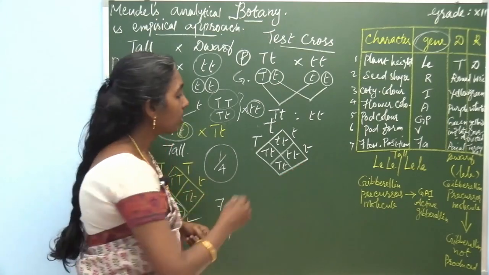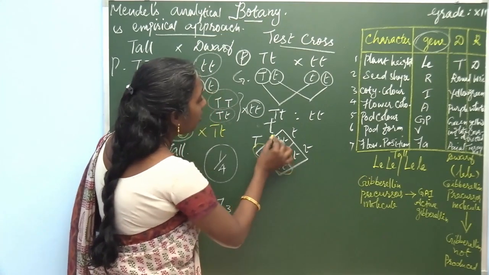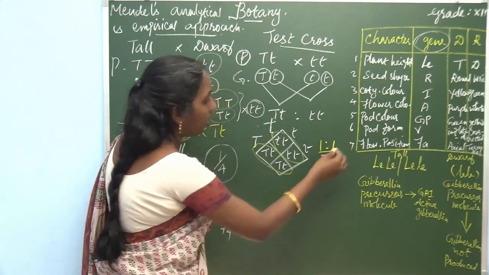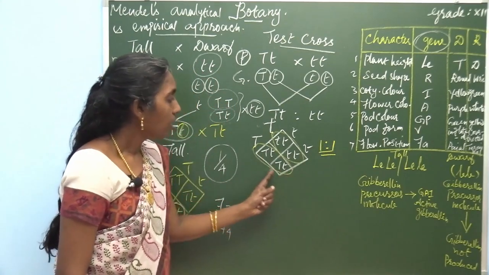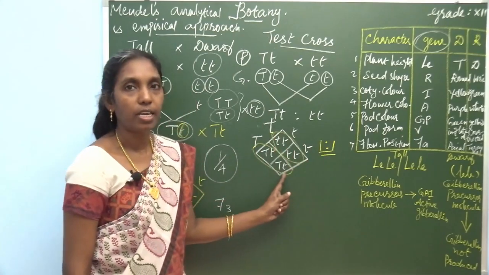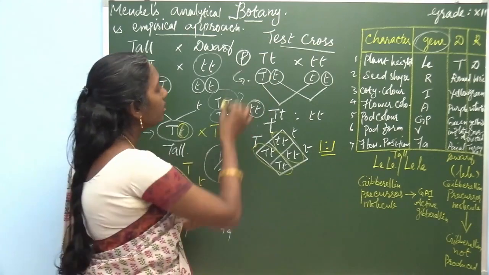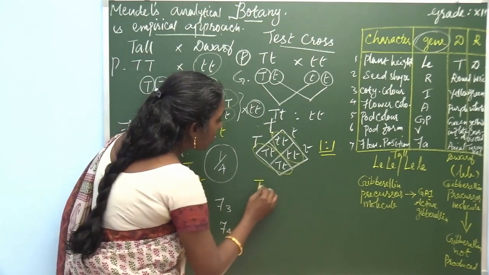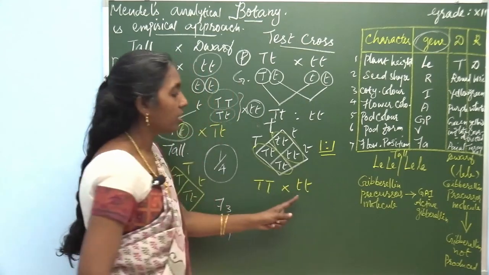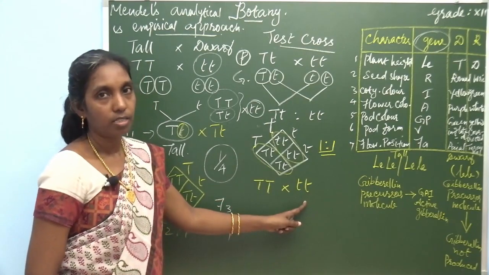So, in the test cross, it gives the ratio, these two are capital T small t, these two are small t small t. So, it gives a 1:1 ratio, one heterozygous tall to one homozygous dwarf. If you cross this homozygous capital T tall with a homozygous dwarf, one of the parents has a recessive trait.